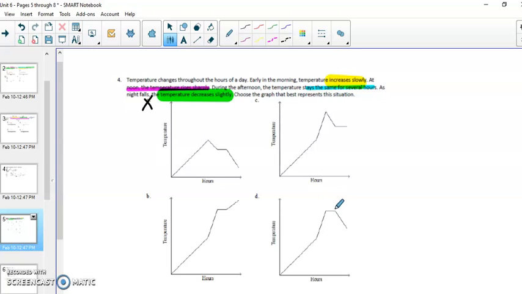And same thing, we've got a flat here. So C is no good. But then what happens as night falls? The temperature decreases slightly, so it has to go down. And the only one that could be is D.